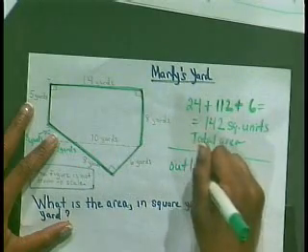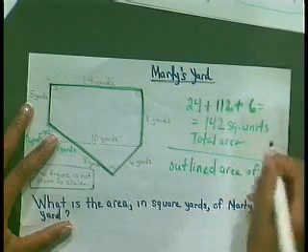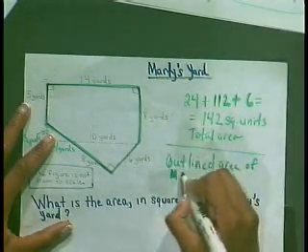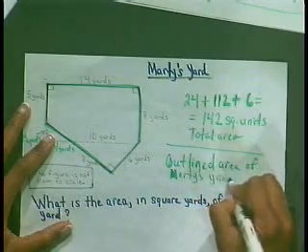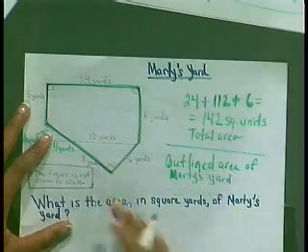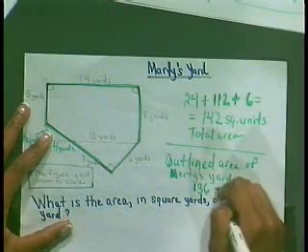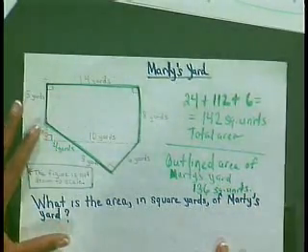I'm going to say outline area of Marty's yard, that area will actually be 136 square units. Okay, so just be careful.